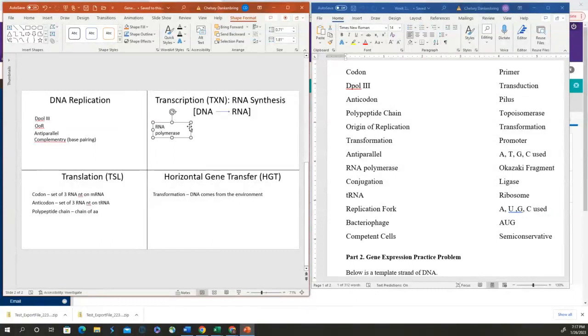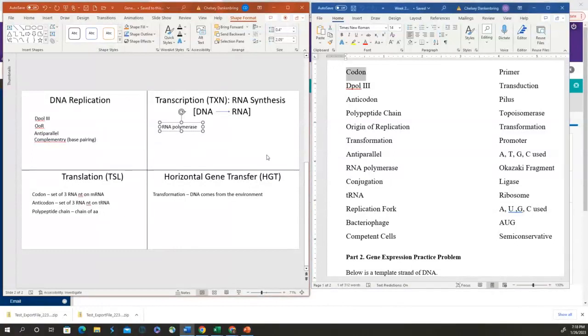Because remember, y'all, whenever you see a word like this, if it ends in A-S-E, that just means it's an enzyme. So you can ignore the A-S-E, and what do you have then? RNA polymer. So this enzyme makes RNA. Okay, well, what process makes RNA? Transcription. Boom, they must be linked. Okay, so that's kind of how you have to approach all of these words.